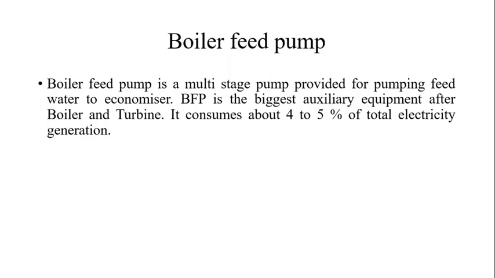Next is the boiler feed pump. Boiler feed pump is a multi-stage pump provided for pumping feed water to economizer. The boiler feed pump is the biggest auxiliary equipment after the boiler and turbine. It consumes about 4 to 5% of the total electricity generation.